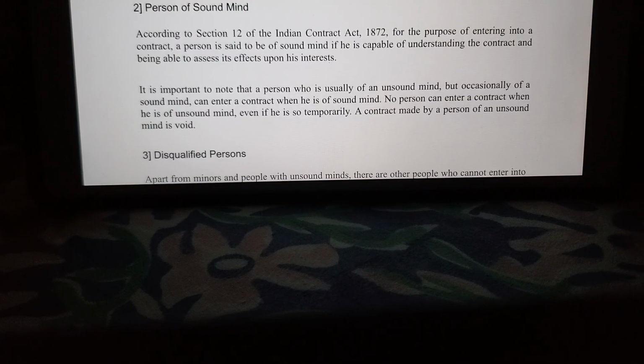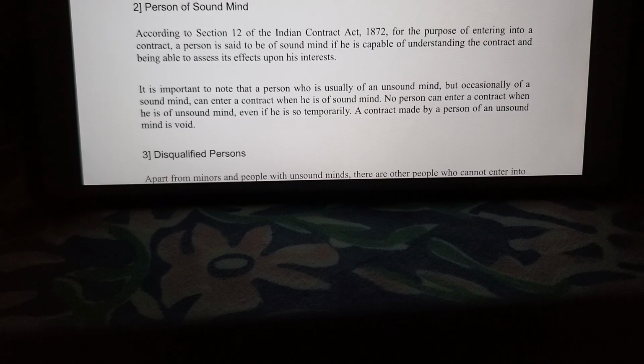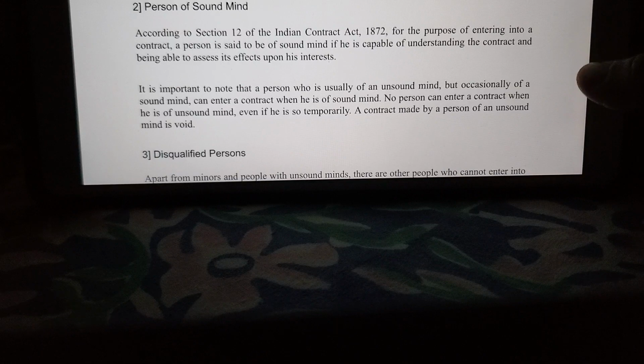It is important to note that the person who is usually of an unsound mind but occasionally of a sound mind can enter a contract when he is of a sound mind. No person can enter a contract when he is of unsound mind, even if he is so temporarily. A contract made by a person of an unsound mind is void.